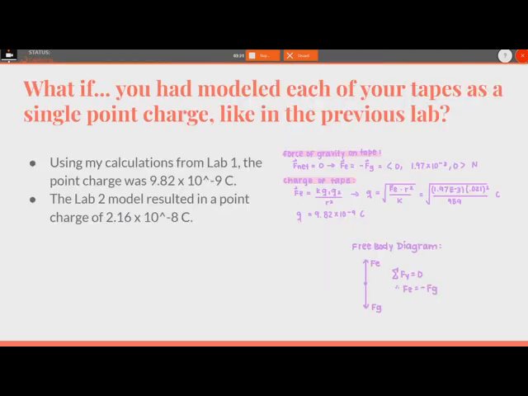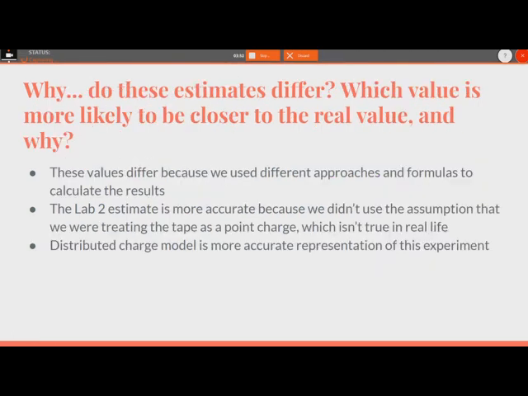What if I had modeled each of our tapes as a single point charge like I did in the previous lab? So I actually copied my work that I used from lab 1, which is where I found that Q is equal to 9.82 times 10 to the negative 9 coulombs. And then, of course, the one that I calculated for lab 2 was 2.16 times 10 to the negative 8. So not drastically different, but still a little bit different. And then the next question is, why do these estimates differ, and which value is more likely to be closer to the real value, and why?